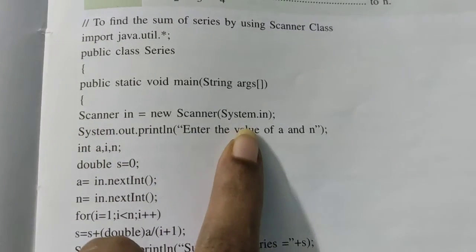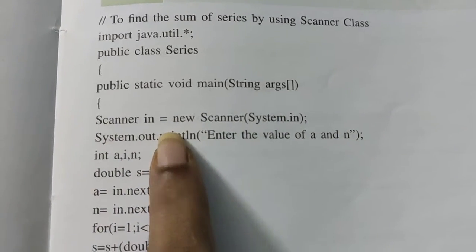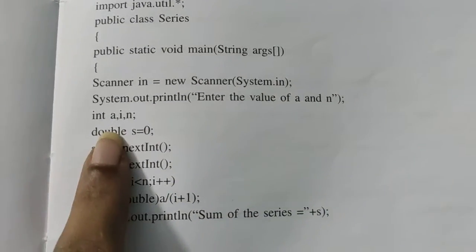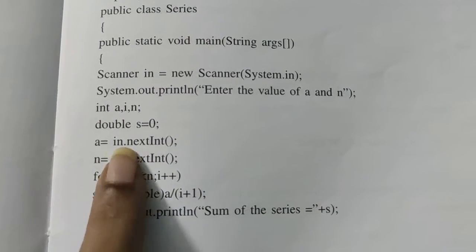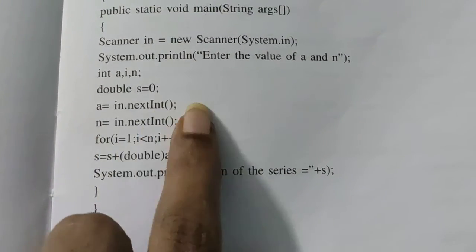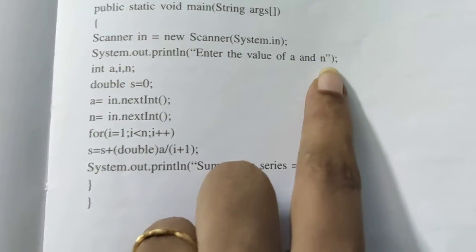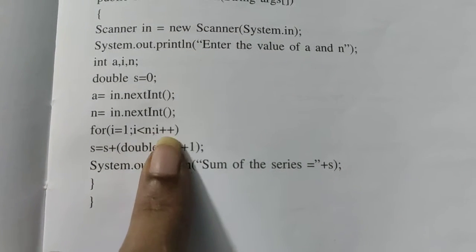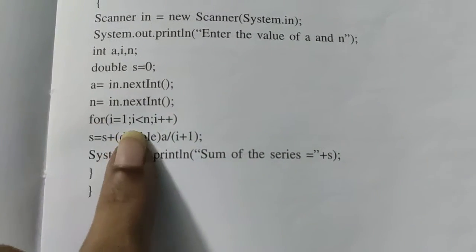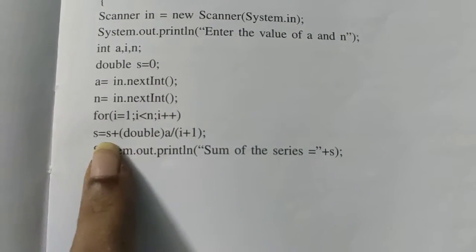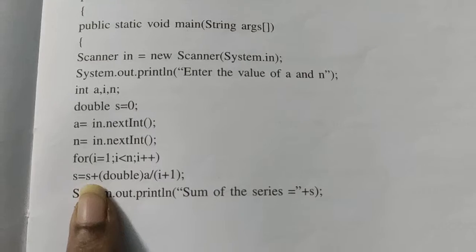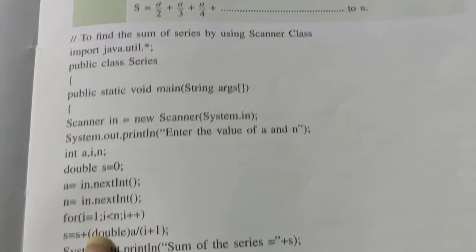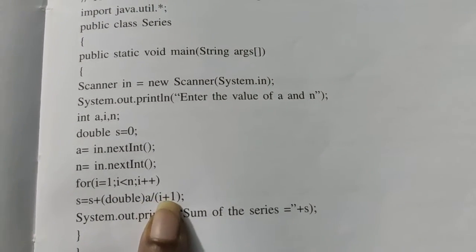Again here they have used the Scanner input method to get the input. Then they are asking to enter the value of a and n. They have initialized them here. Then in a they have stored the first input value, and in n they have stored the second. So for i is equal to 1, i less than n, where n is the number of terms, i plus plus, s is equal to s plus, because we have to keep on adding. That's why s is equal to s plus, it's coming in every program. So double a by i plus 1.